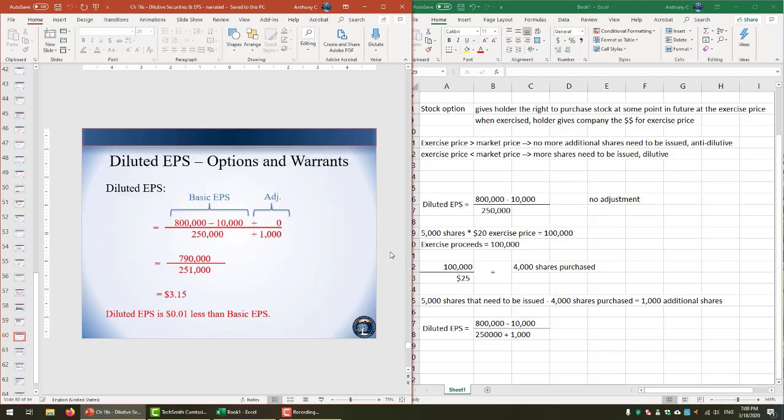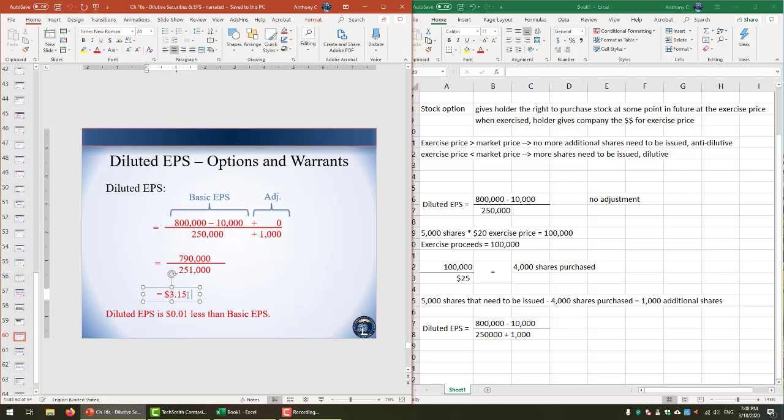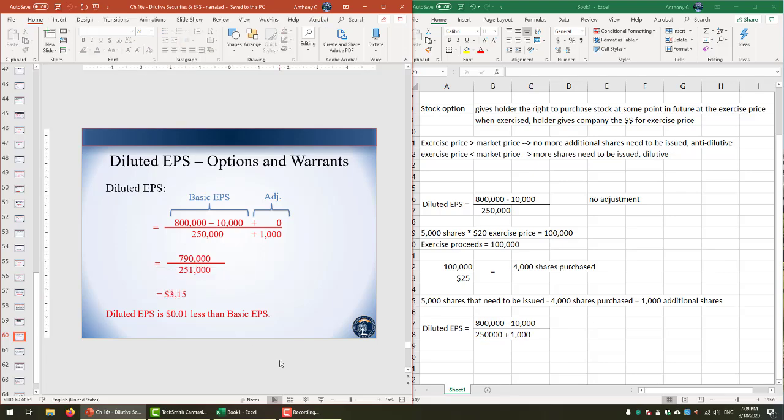So in this case, we would get a diluted EPS of 3.15. That's less than basic EPS of $3.16. So we would include these options and warrants in the diluted EPS calculation.